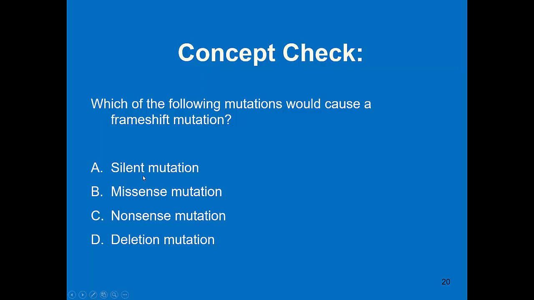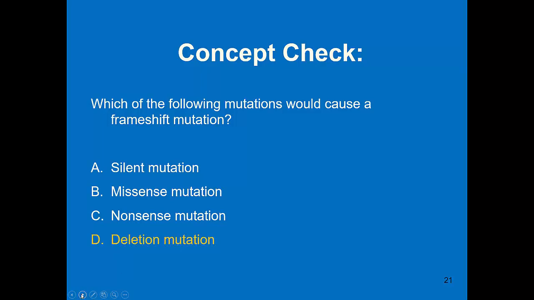Silent just changes the base without changing the amino acid. Missense changes the base so that it now codes for a different amino acid. Nonsense changes the base so it now codes for a stop codon. Deletion is taking one base out completely.